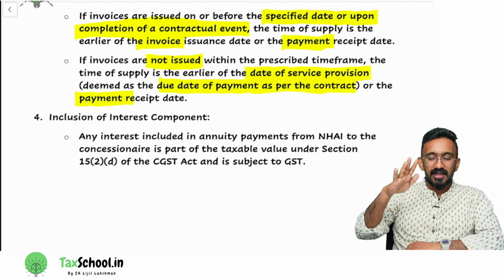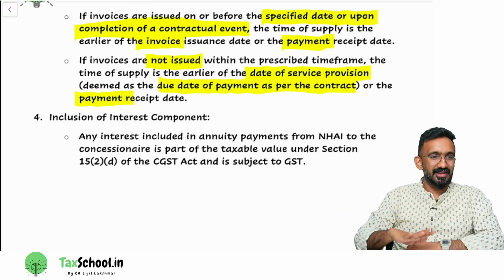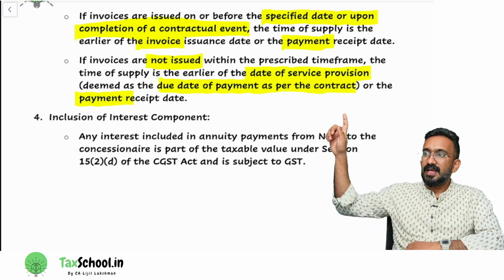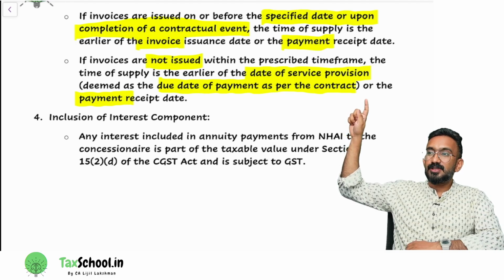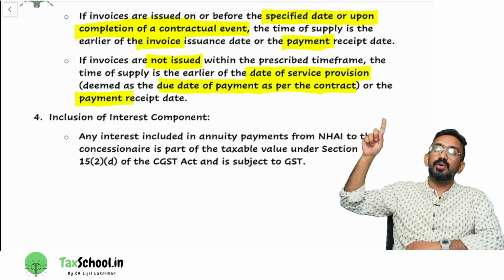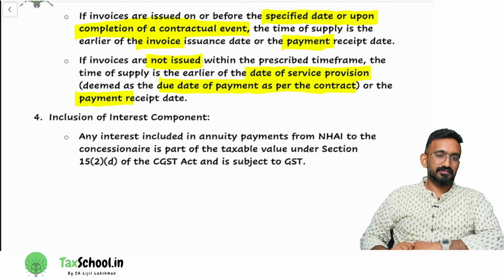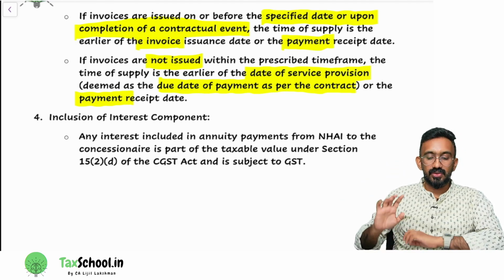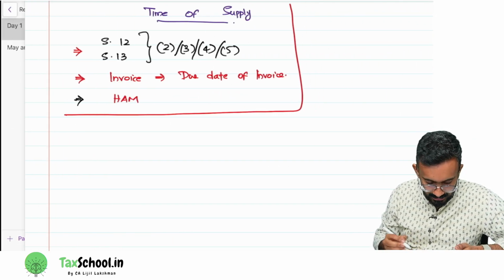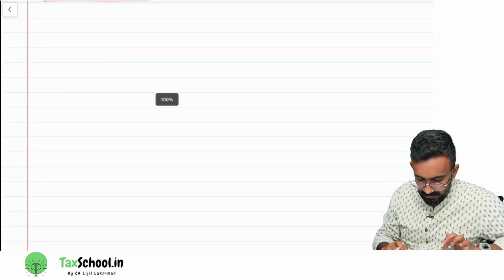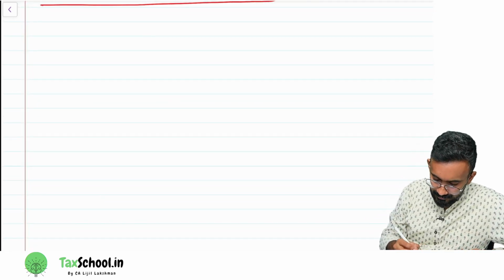If they do that, invoice and payment, whichever is earlier, would be the time of supply. If not, look at it. Time of supply is earlier of date of service provision. Here service provision means due date as per the contract or payment receipt date. This is how you will compute. I will give you an example with some numbers to ensure that you understand this in full. Let me just drop you an example.